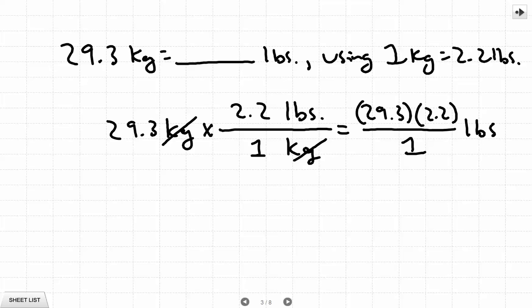So doing the multiplication, 29.3 times 2.2 is equal to 64.46 pounds. So anytime you have a conversion equation, what you need to remember is to multiply by that ratio that allows you to cancel what you have and end up in what you want.